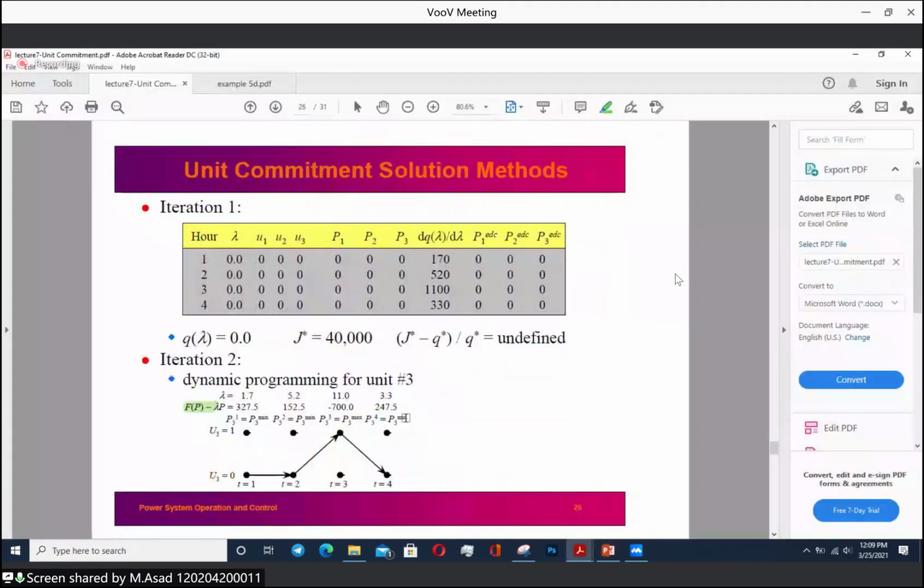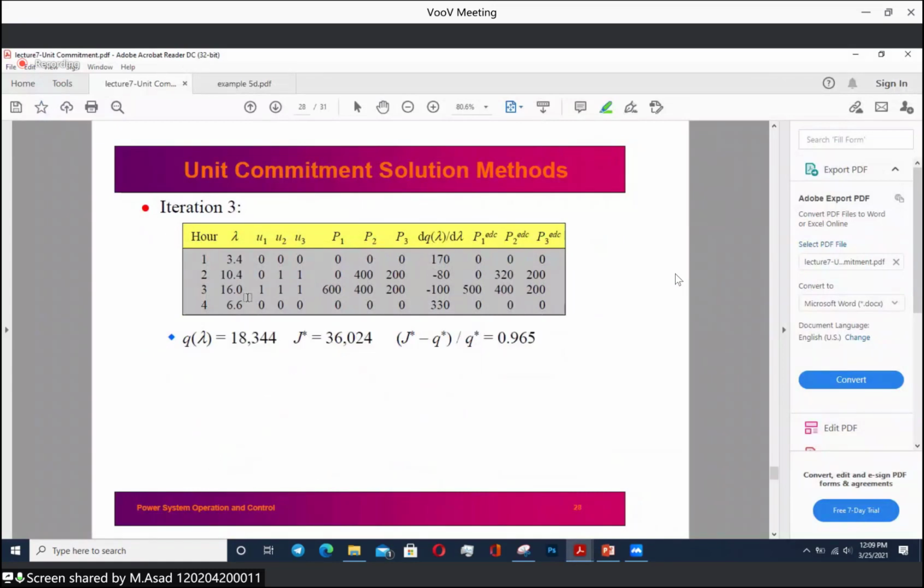So these calculations are already done. Moving forward with the third iteration, we use our two generations. At the first hour, we do not use any of our units. At the second, we use our 2 units. At the third hour, we use our 3 units. So we need to calculate these again.